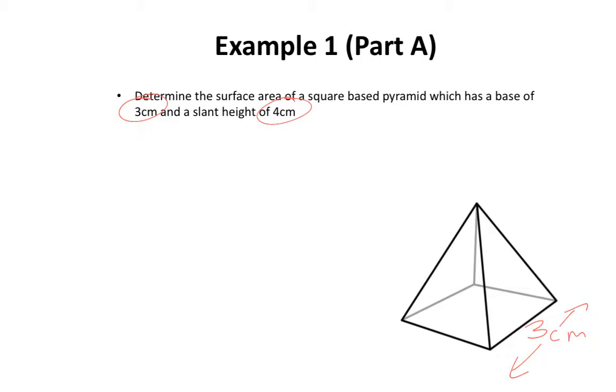What exactly is the slant height? Well, it is the distance between the apex of your pyramid and one of the sides of the base, but it has to make a 90-degree angle with the base. Okay, so that is going to be 4 centimeters.